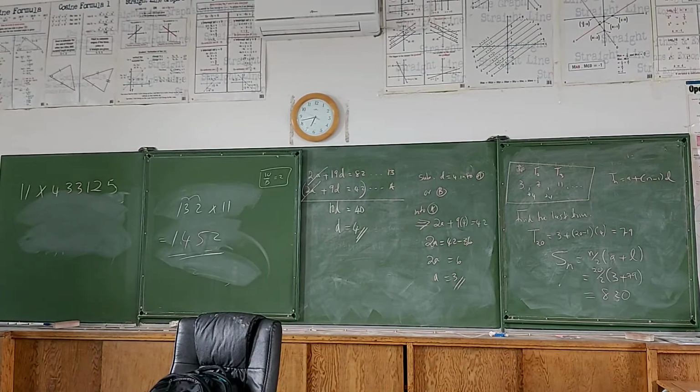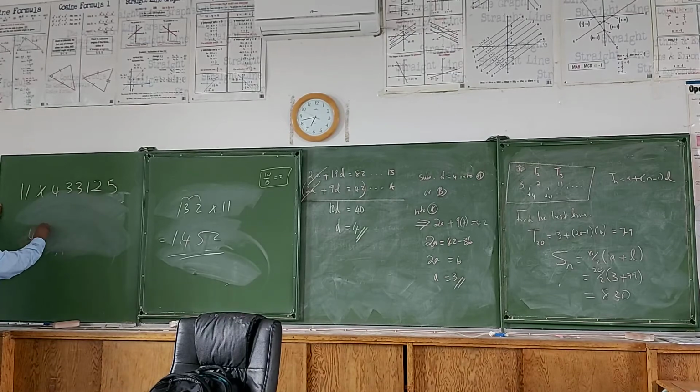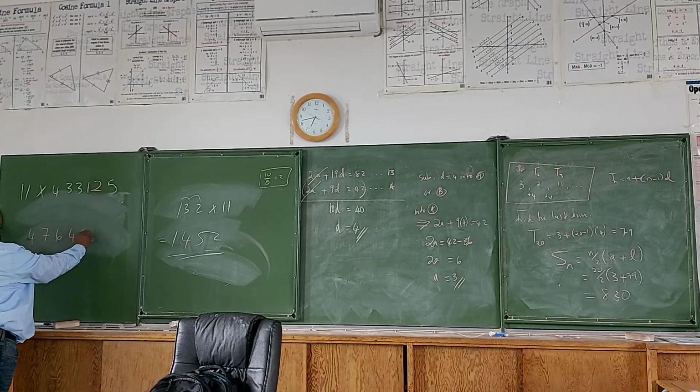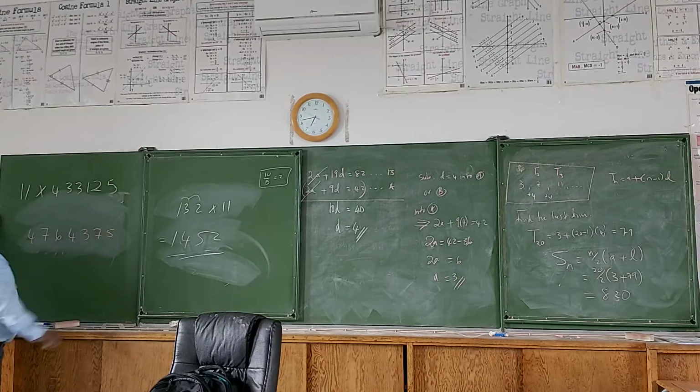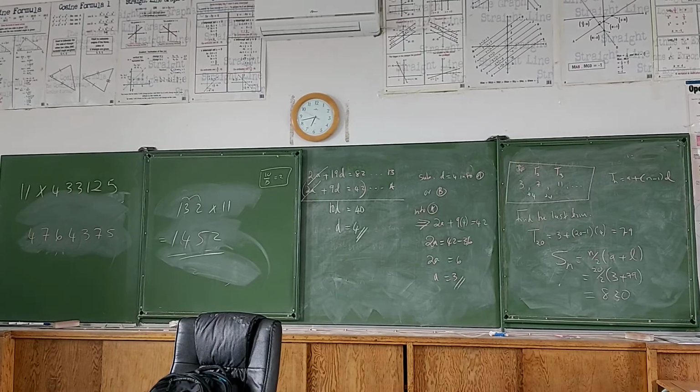Very simple. Split 4 is 5. Just give me the answer. Tell me what the answer is. 4, 7, 6, 4, 3, 5, 7, 5. Now read the number. 4,764,370. Equality. Answer is 4. Check.